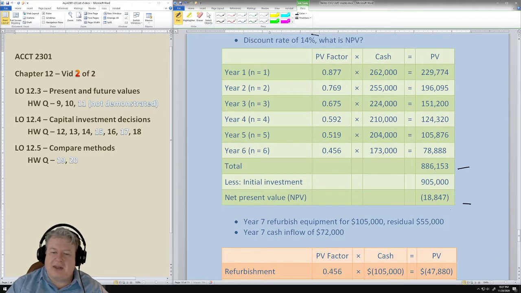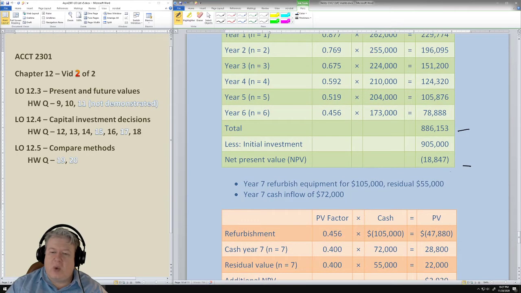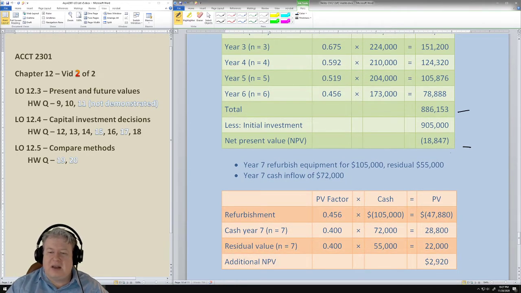Well, this particular one says, what if after the normal 6 years, we refurbish this piece of equipment for $105,000? The equipment is going to be, we can sell it afterwards for $55,000, and it's going to generate 1 year of cash flow for $72,000. Well, because this is all year 7 stuff, we're going to leave year 1 through 6 alone and just figure out the present value, net present value for year 7, and then compare the two.